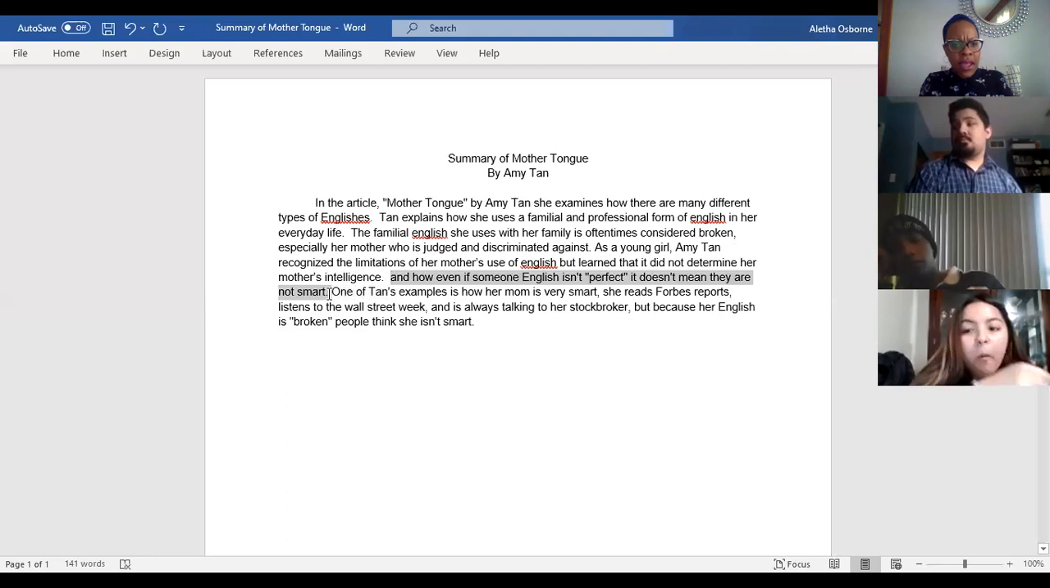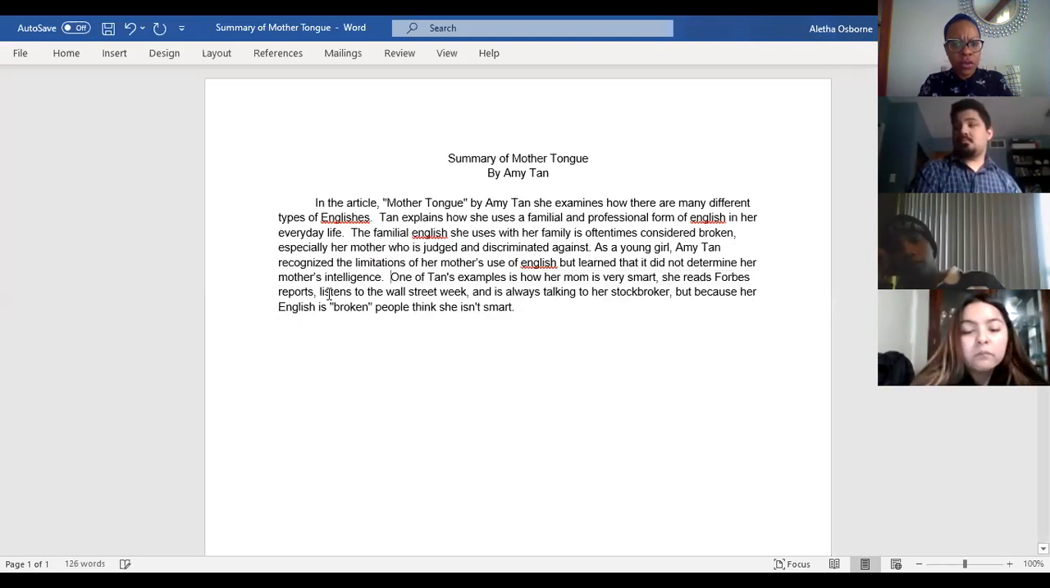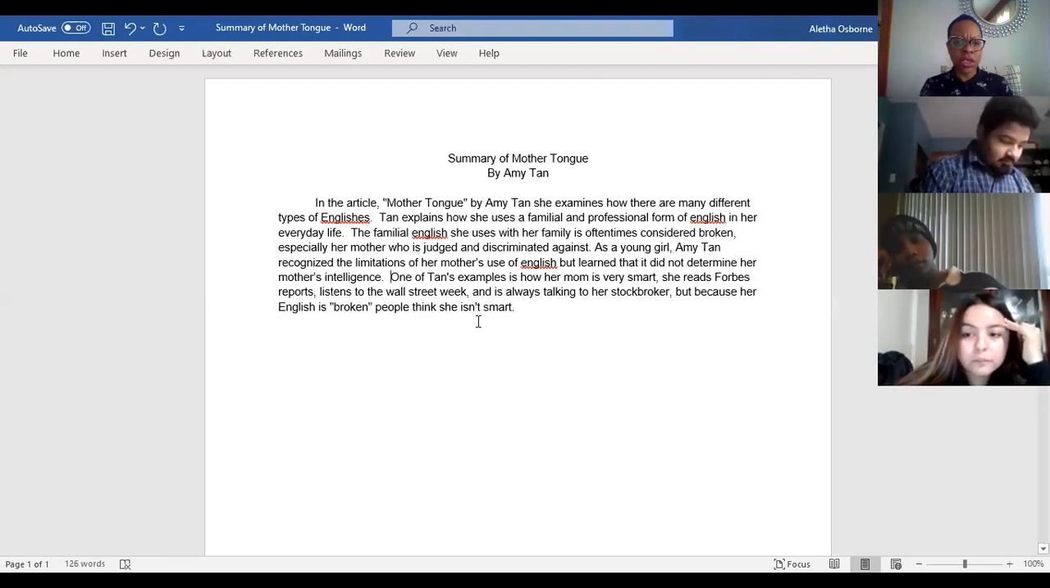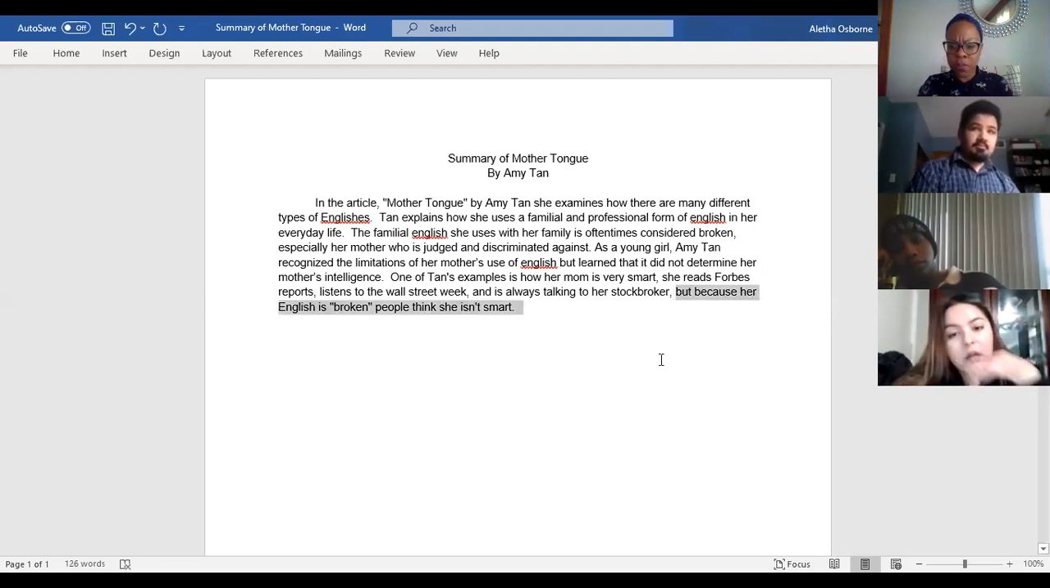So I'll just add that detail to a point that the student sample already included. It said one of Tam's examples is how her mom is very smart. She reads Forbes, listens to Wall Street Week, and is always talking to her stockbroker. But because her English is broken, people think she isn't smart. This is true, but I've stated that a little bit earlier, so I'm just going to take this last part out.